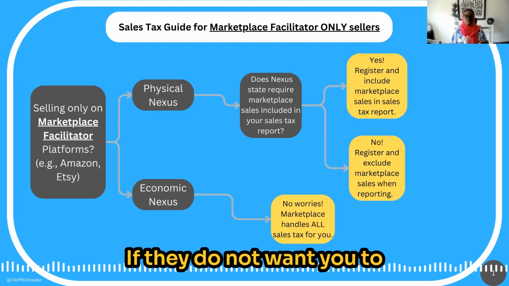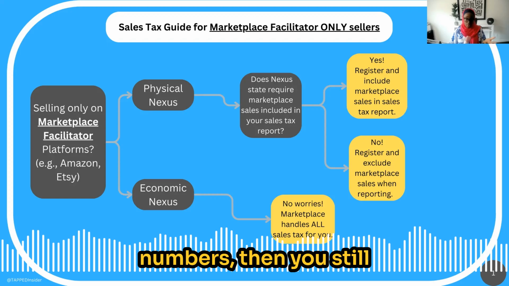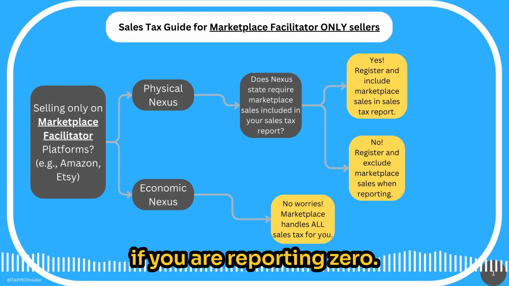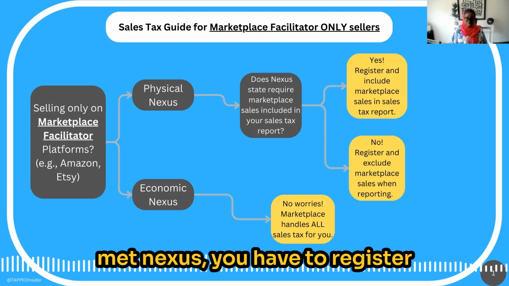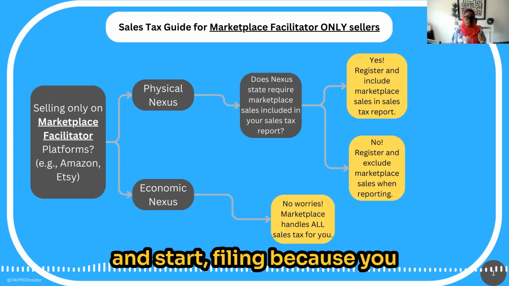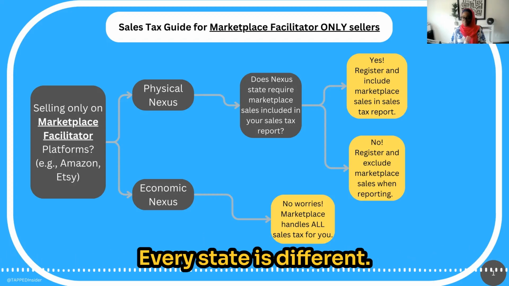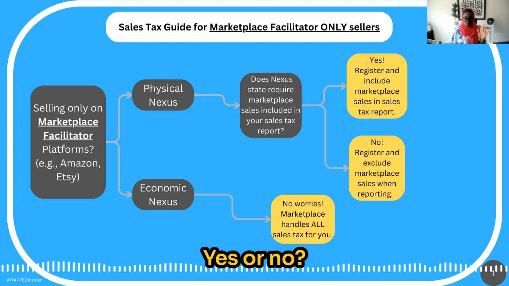If they do not want you to include marketplace sales numbers, then you still register because you're physical nexus, but you will exclude those numbers even if you are reporting 0. Regardless, as long as you've met nexus, you have to register and start filing because you have a filing requirement. Every state is different. Ask yourself, if it's physical nexus, do they want you to include it? Yes or no? Moving on.